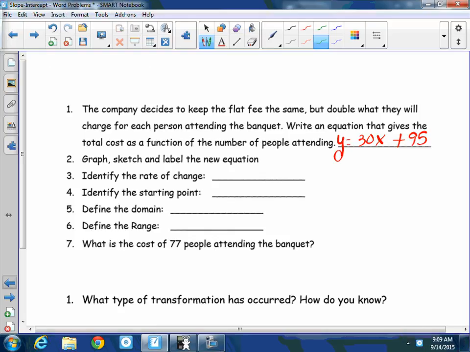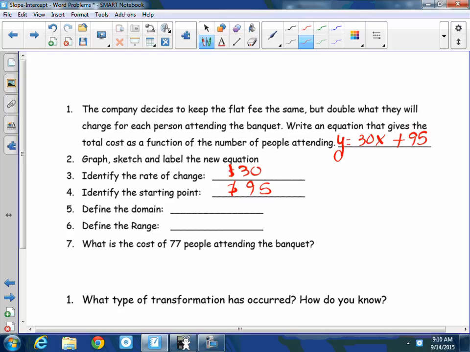Okay, so identify the rate of change. What's the rate of change now? 30. $30 per person. Identify the y-intercept or starting point. 95. Let's do the domain. Define the domain. Remember, domain is the amount of people, right?